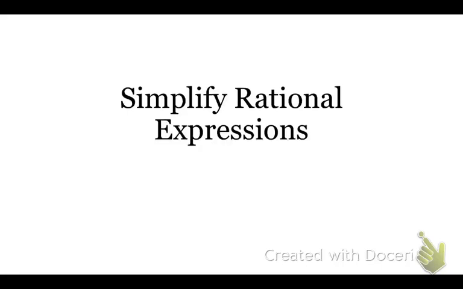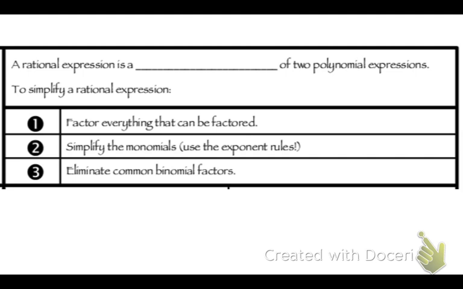Okay, simplifying rational expressions. Yay. So, a rational expression is a ratio of two polynomial expressions. And to simplify it, you have to factor everything, simplify the monomials, and then eliminate common binomial factors.